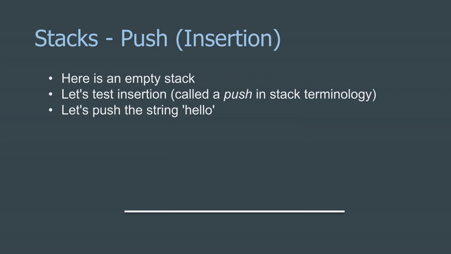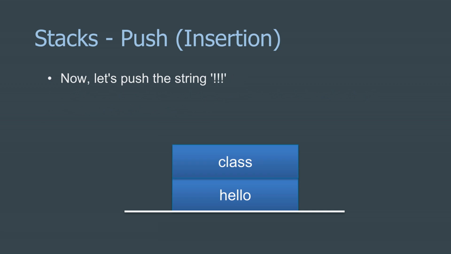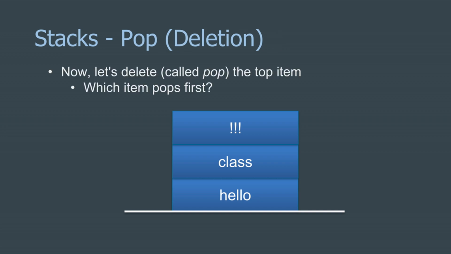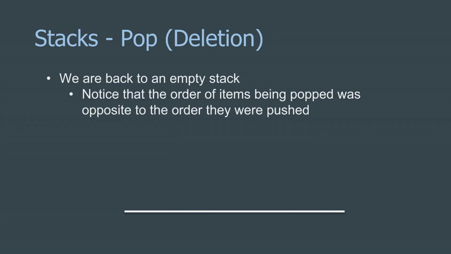So let's just make a quick note of that. Let's go through the animation real quick again. The way that I inserted the values was hello first, then class, then exclamation mark. And then when I took them off the stack, I did exclamation mark, class, and then hello. So notice the inherent reversal that was happening when I did the push and then the pop. The stack is really nice for reversing things. So if you want to reverse the order of a string, or you want to reverse the order of some list elements, a stack is a very useful data structure for doing that.